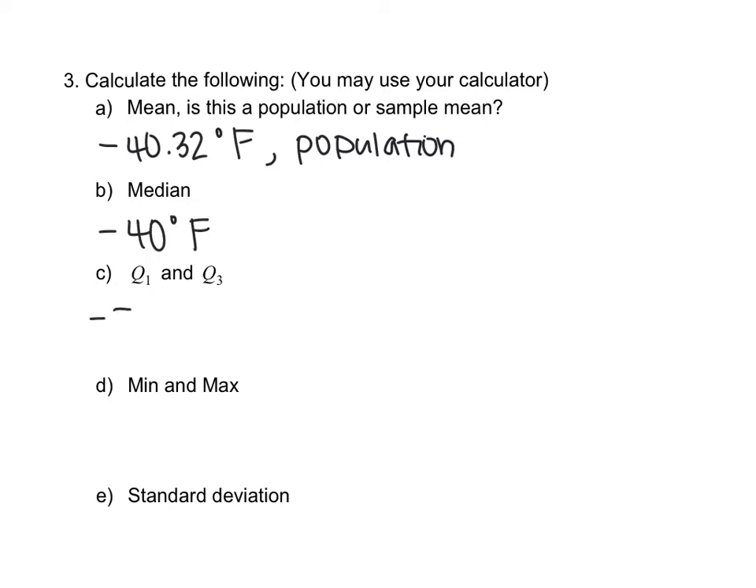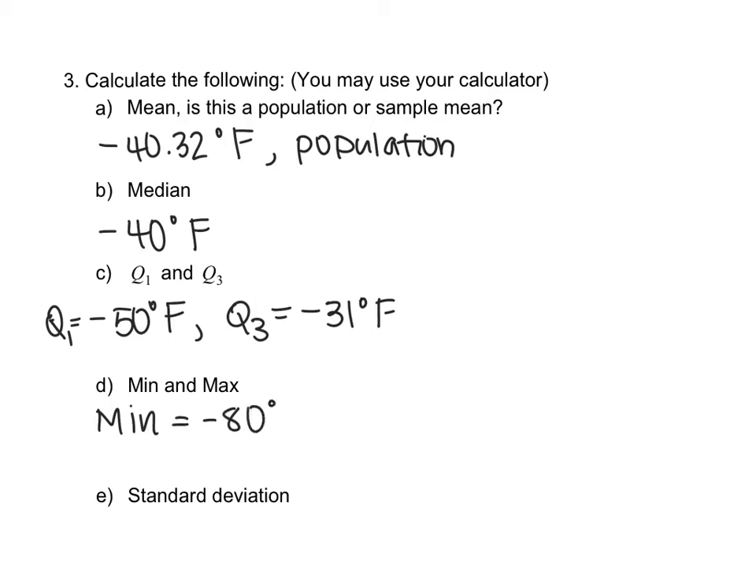Quartile 1 was negative 50 degrees Fahrenheit, and then quartile 3 was negative 31 degrees Fahrenheit. So remember here, because we're dealing with negatives, the larger negative numbers are going to appear to the left, and the smaller negative numbers are going to appear more to the right. Okay? Then our min was negative 80 degrees Fahrenheit, and our max was 12 degrees Fahrenheit.